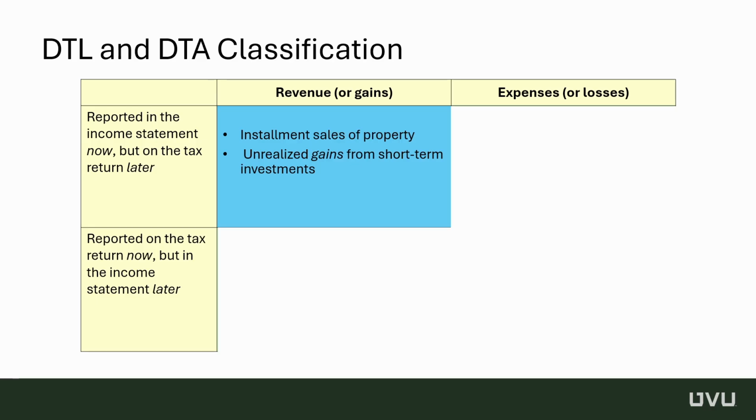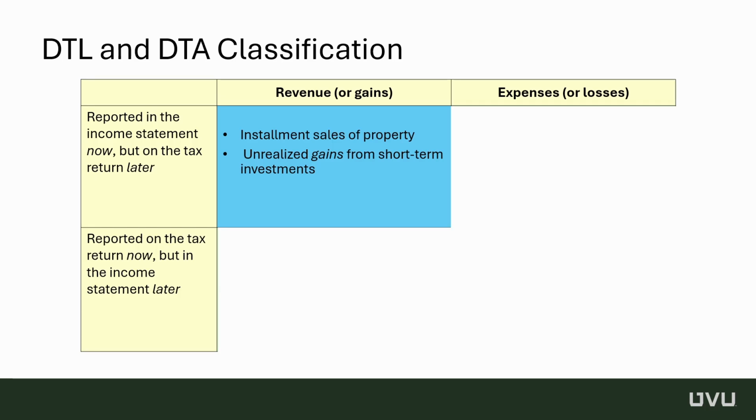Picture a car dealership that finances the sale of a vehicle to a customer. For financial reporting purposes, once the dealer has provided the car to the customer, the company has satisfied its performance obligation, and it gets to recognize the full revenue for that sale. However, the contract will be paid in installments per some financing agreement. For tax reporting, the company will only report as a part of taxable income the cash receipts from those installment payments as they are made.